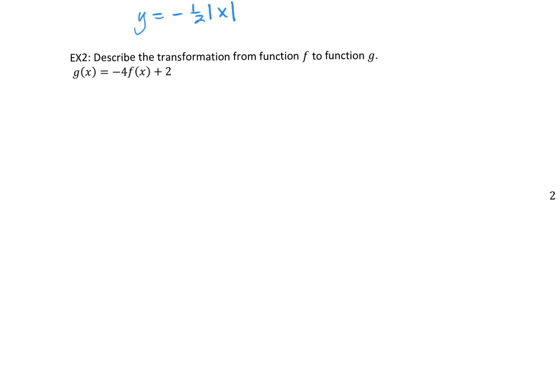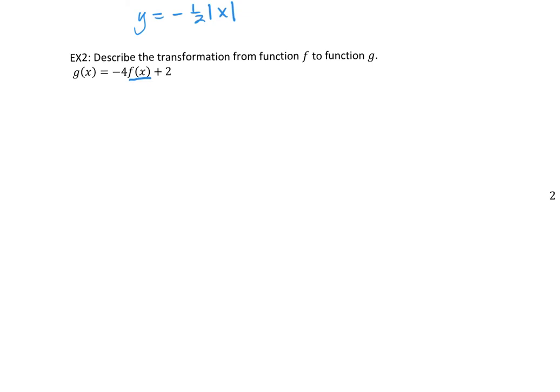Let's change this around. Let's say that we have an equation and we want to describe the transformation. So in example 2, we want to describe the transformation from our function f to our function g. So we have our function f of x. We didn't do anything to the x. We have this -4 on the outside, and then we have a +2. Ooh, I'm adding in some transformations from the prior section.